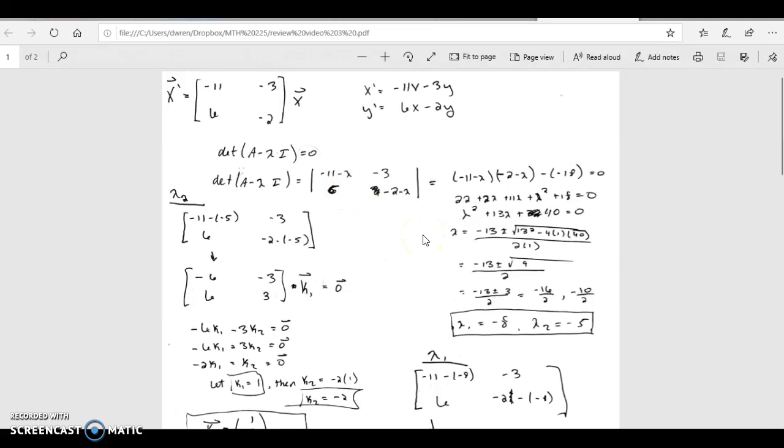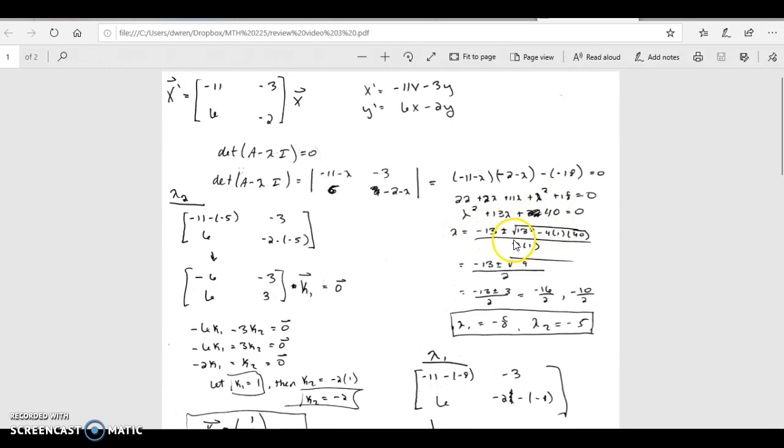Taking the matrix of negative 11 minus lambda, negative 3, 6, and negative 2 minus lambda, set that equal to 0 and cross multiply. You're given the quantity negative 11 minus lambda times negative 2 minus lambda, minus the negative 18, negative 3 times 6, subtracting that, and set that equal to 0. Multiplying through, 22 plus 2 lambda plus 11 lambda plus lambda squared plus 18 equals 0. Simplifying and reordering, you get lambda squared plus 13 lambda plus 40 equals 0.